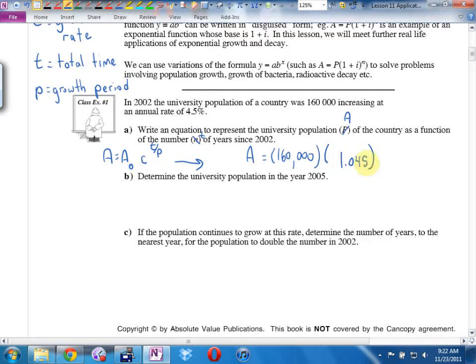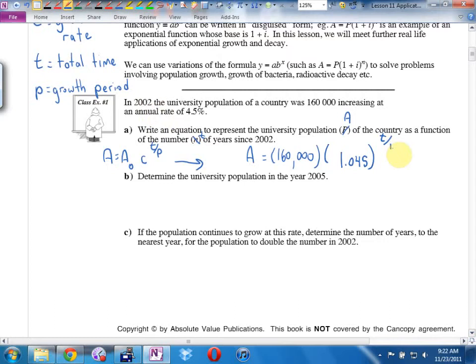Your growth rate is 1.045 to the power of T over, what's the growth period? It says the population is increasing at an annual rate. That means it's increasing every year. Every 1 year, your growth period here would be 1. Trust me, it'll get easier.